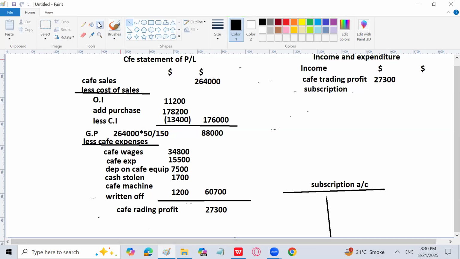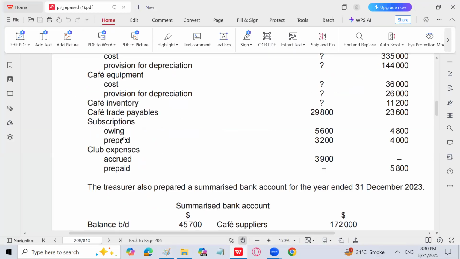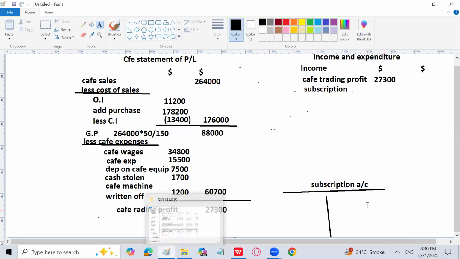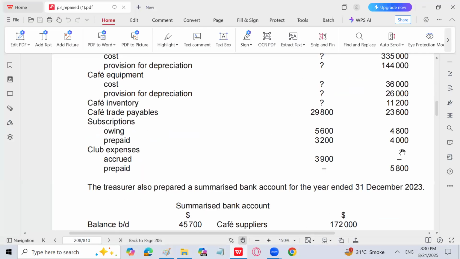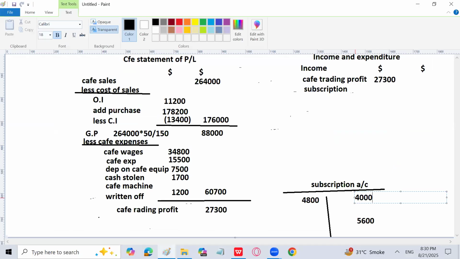Subscription account we prepared: accrued brought down, accrued carried down, arrears brought down, arrears carried down, in advance brought down, prepaid carried down. So owing is given: 4,800 at the start, 5,600 at the end. Then in advance brought down or prepaid, that is 4,000 and 3,200. I will write here 4,000 and 3,200. Then the bank figure is given. I will write the bank figure also, which is the subscription received during the year.